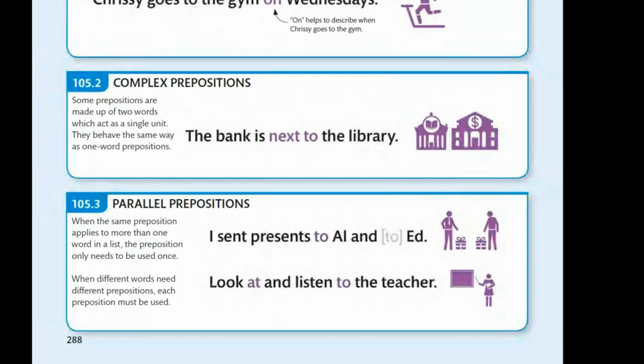Look at and listen to the teacher, because look is with the preposition at. So look at the teacher, listen to the teacher. We cannot say look at and listen the teacher. So listen needs its own preposition, which is to, and look needs its own preposition, which is at.